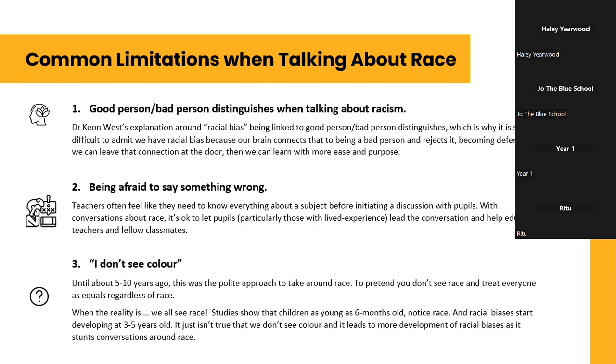And then thirdly, I don't see colour. Up until about 5 or 10 years ago, this was the polite approach to take when talking about racism and race. Just pretending that you don't see race and everyone's the same, and you treat everyone equally regardless of race. And we know that this is false. Everyone sees race. There have been studies that show that children as young as 6 months old notice race. So racial bias actually starts developing between 3 to 5 years old. And of course, this idea of us not seeing colour just sets us back, really. It just stunts those conversations when we're talking about race.